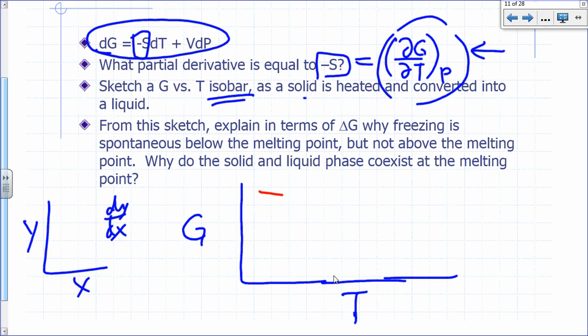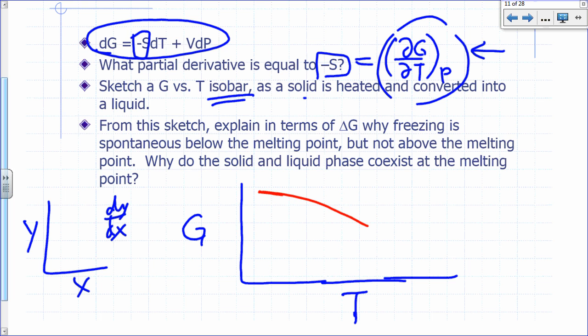Entropy increases, right? So what happens to the slope? If the slope is equal to the negative of the entropy, it gets steeper. So your solid might look like that. The slope gets steeper, right?